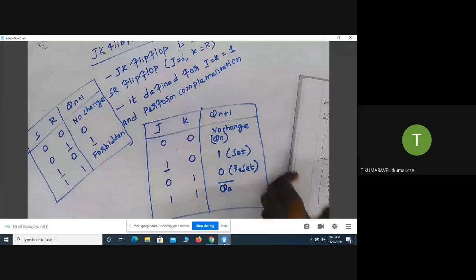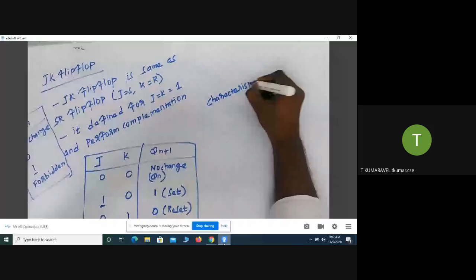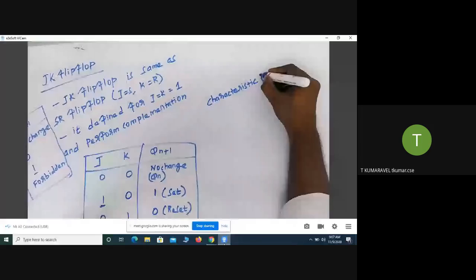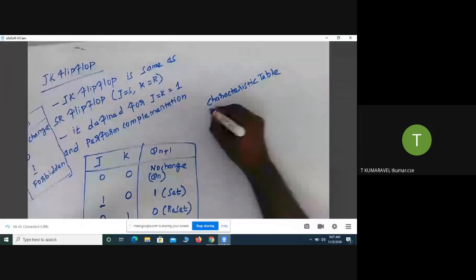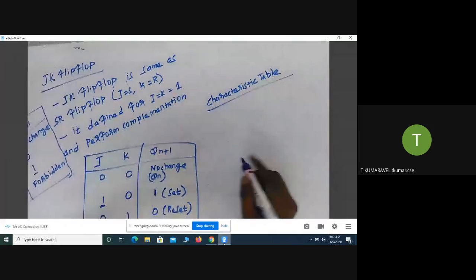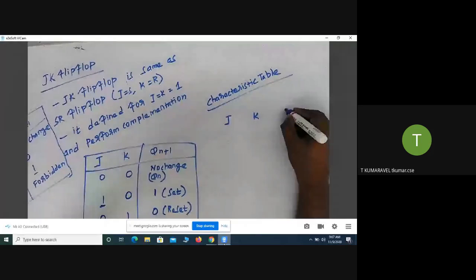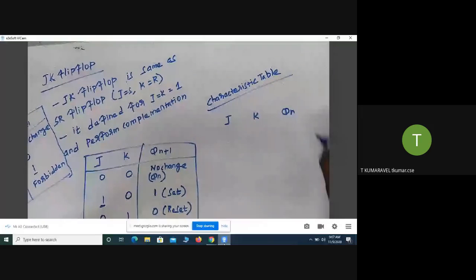So next, I'm going to talk about the meaning of the characteristic equation. Already in the last class we have seen what the characteristic equation means. The characteristic equation talks about the behavior of the flip-flop. Sorry, first we talk about the characteristics table. The characteristics table talks about the behavior of the flip-flop. Suppose I have a JK flip-flop, and along with that I provide the previous output, and I predict what the next state output is. That is called a characteristics table.